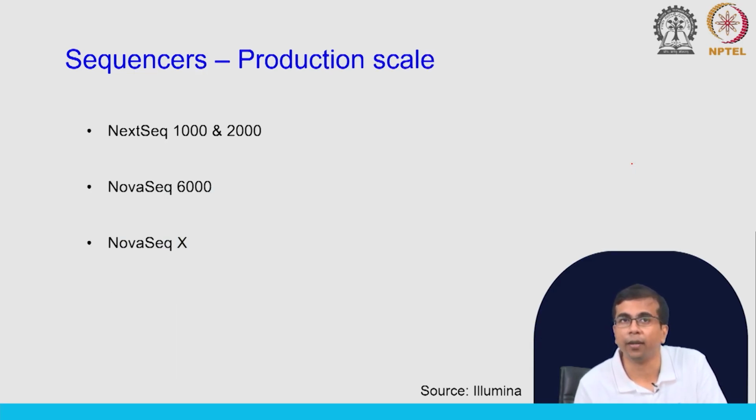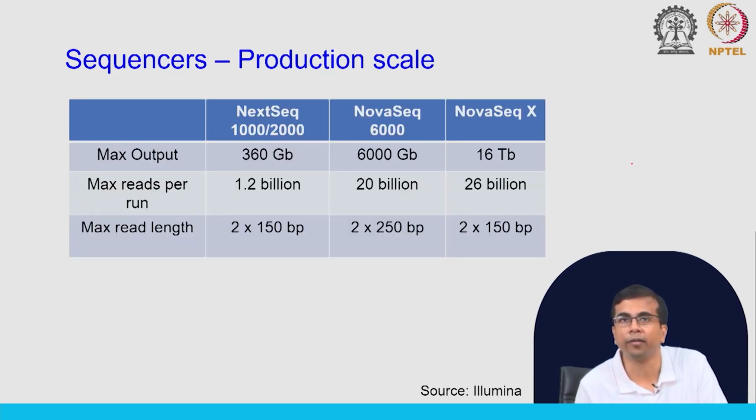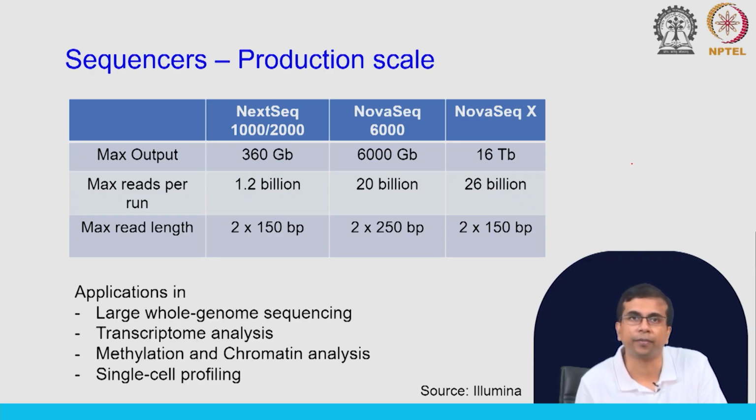And then there are also production scale sequencers. These are called NextSeq 6000 and NovaSeq X, and these are the outputs that you get. You can see these are even more bases that you are getting out of the sequencers, going up to 16 terabases. And maximum read number also increases proportionally. Now you are in the billion levels, right. So, 20 billion, 26 billion, and the read length is again more or less the same, 2 into 150, but in case of NovaSeq 6000 you can go up to 2 into 250, again paired end 250 bases each. So, up to 500 base pairs.